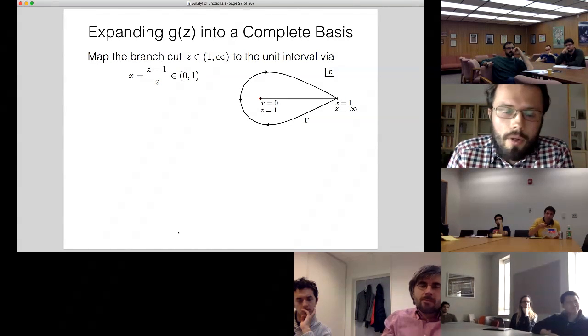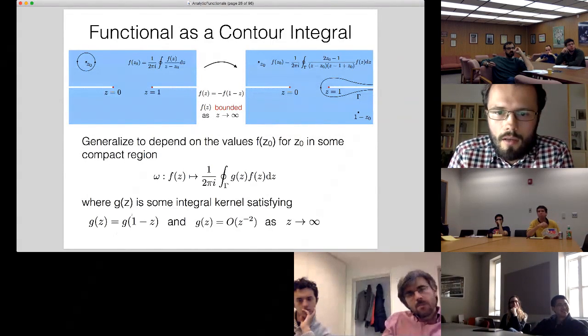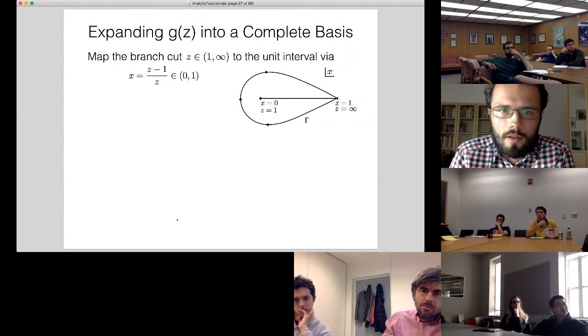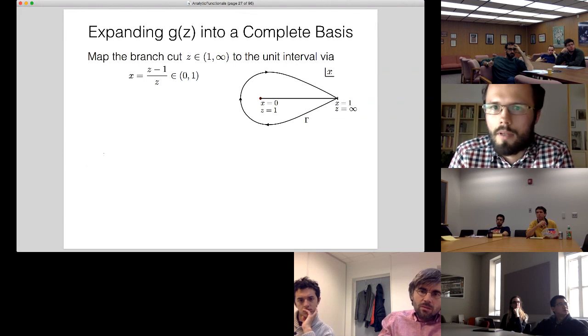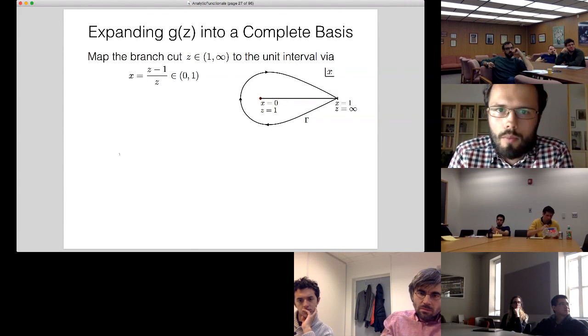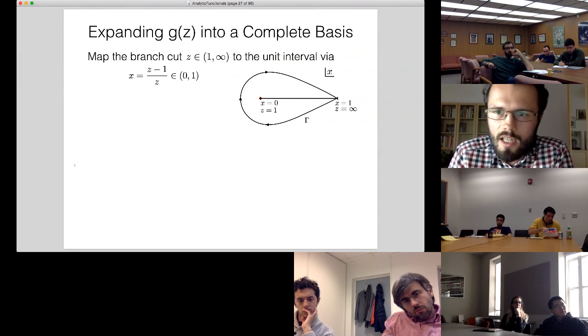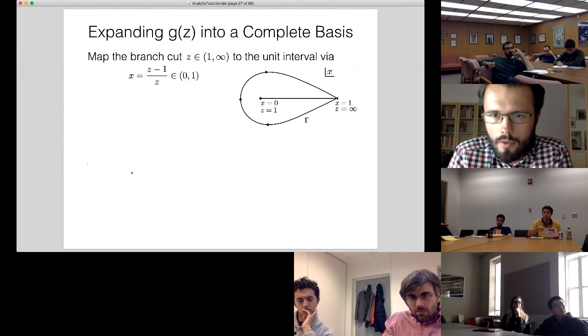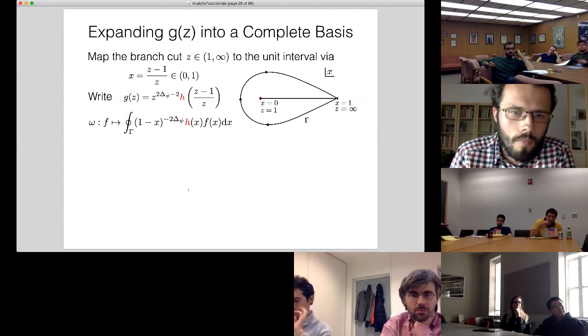Now our task is to fix the g so that we obtain the correct extremal functional. In order to do that, it's first useful to go through a couple of steps. The first step that simplifies the analysis is to map the branch cut to the unit interval. So we perform a conformal transformation where we map the z variable to the x variable by x equals z minus 1 divided by z. This maps the branch cut between 1 and infinity to the interval between 0 and 1, and it maps the contour to the contour shown on the right.